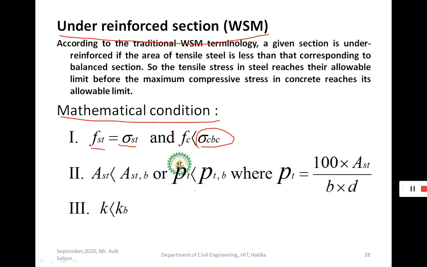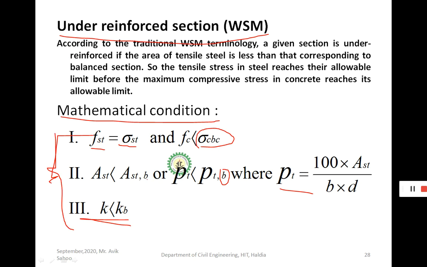Now again, the PT, you know the expression, which is equal to 100 into AST by BD. Again, if the percentage of tensile steel is less than the percentage of tensile steel in the balanced section, where PT is equal to 100 into AST by BD. Again, another condition: if the depth factor K is less than the balancing depth factor KB, then also the section becomes under reinforced. So we get three conditions in the under reinforced section.